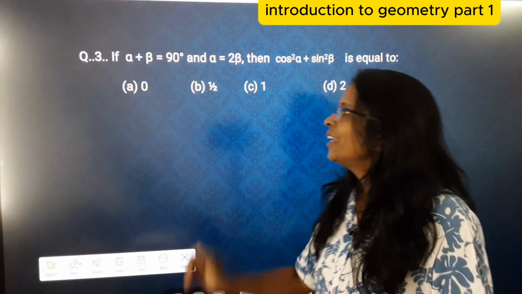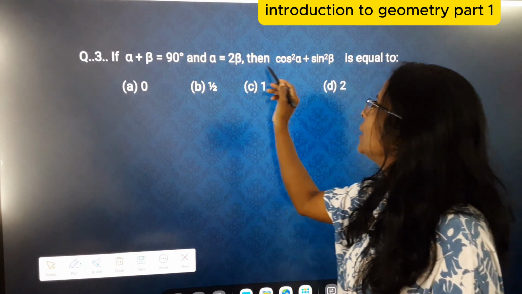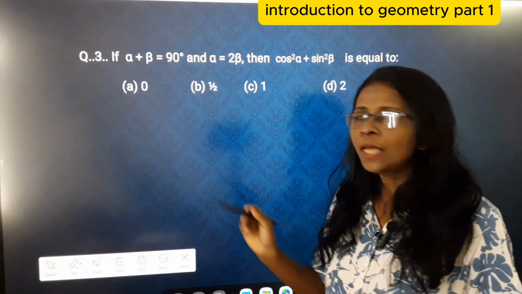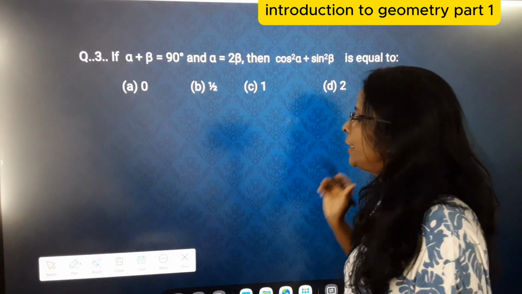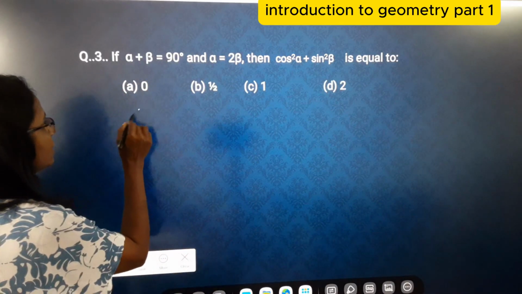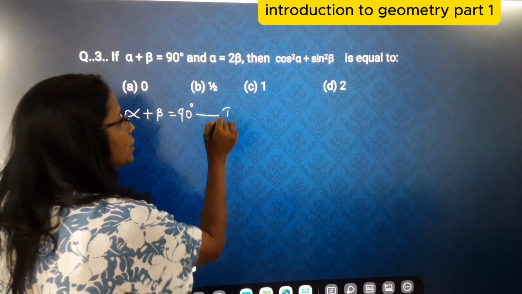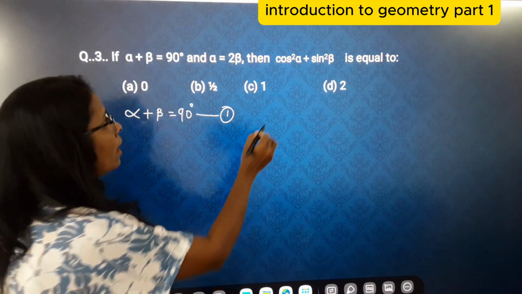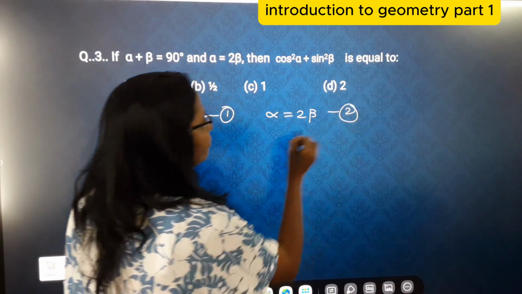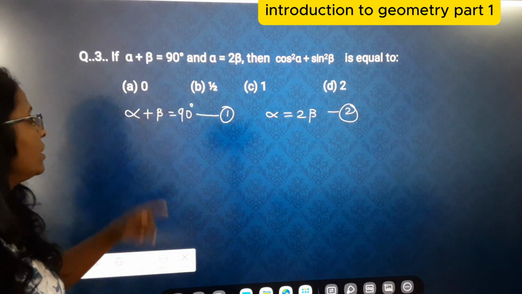Question 3 students. If alpha plus beta is equal to 90 degree and alpha is equal to 2 beta, then cos square alpha plus sin square beta is equal to, options are 0, 1 upon 2, 1 and 2. Okay. So now here first I call alpha plus beta is equal to 90 degree as the first equation. And the second one, that is alpha is equal to 2 beta. Okay, so now here alpha is equal to 2 beta. This is the value of alpha. So I put this value in the first equation.